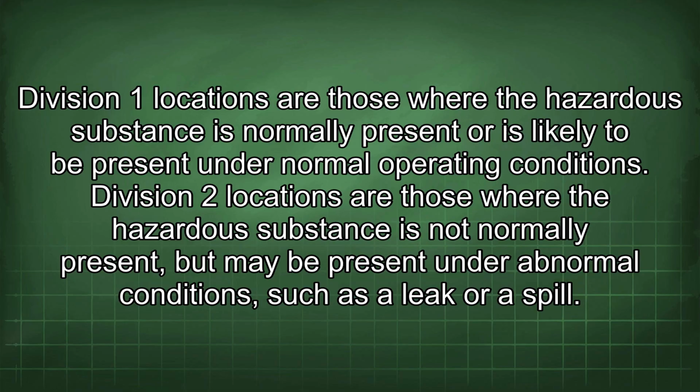Division 1 locations are those where the hazardous substance is normally present or is likely to be present under normal operating conditions. Division 2 locations are those where the hazardous substance is not normally present but may be present under abnormal conditions such as a leak or a spill.